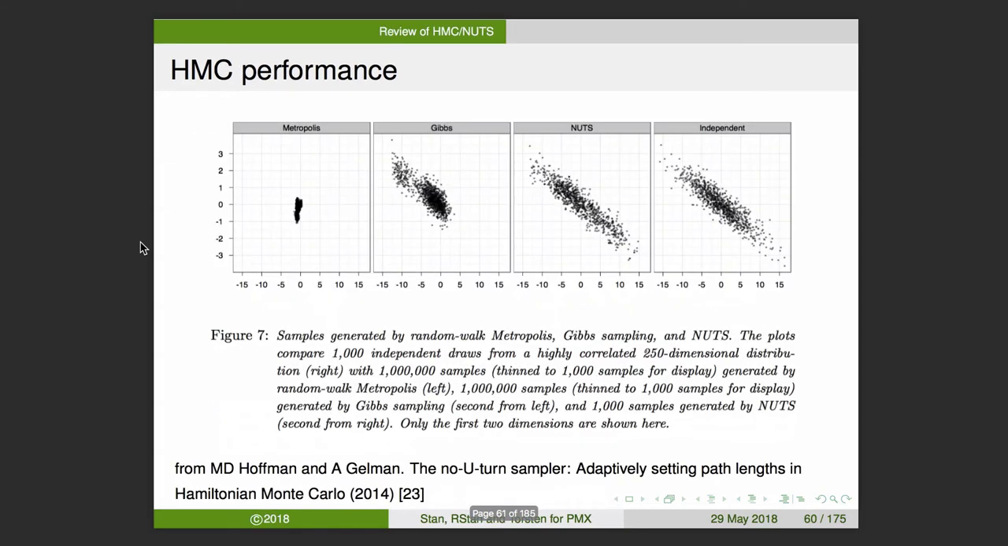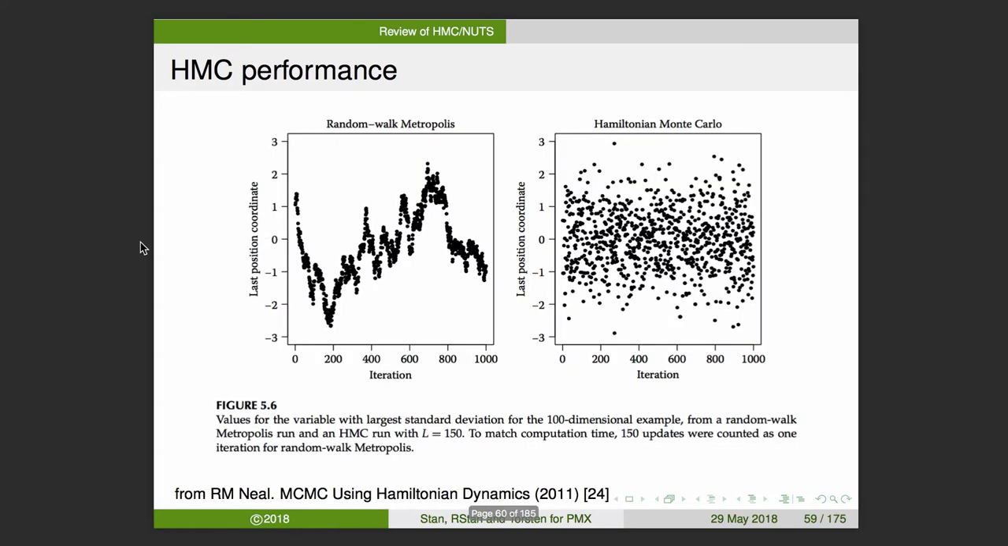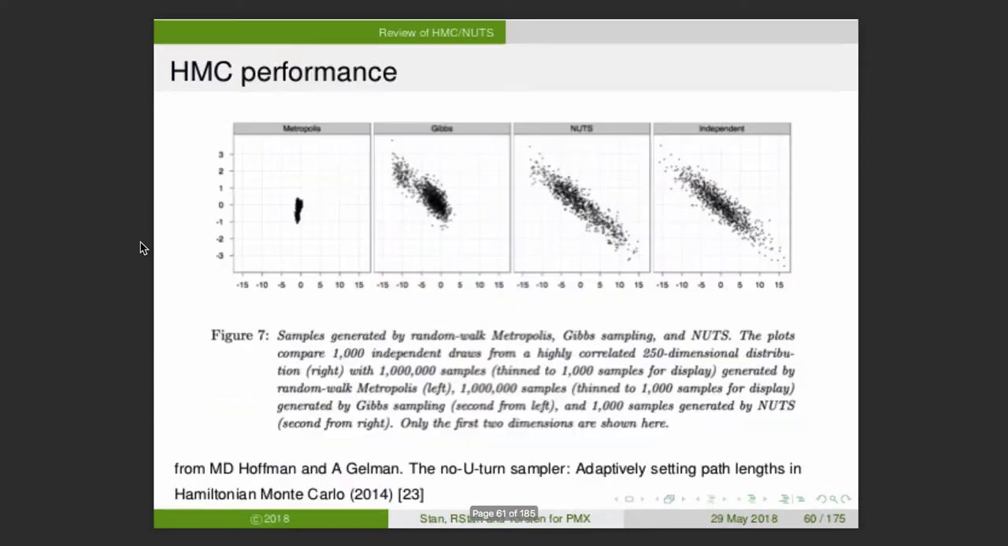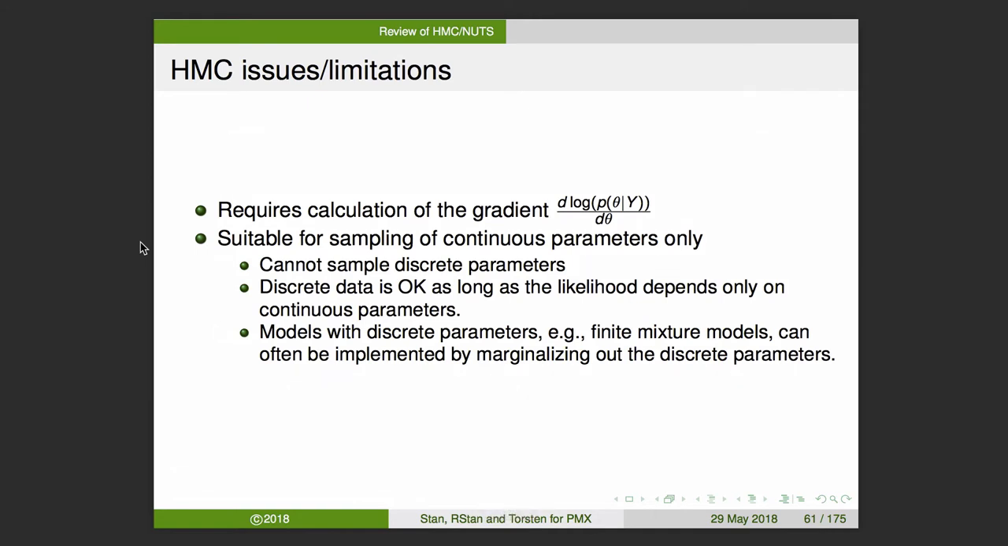I'm going to skip over the story in these two slides, which is just to show the potential advantages of HMC over more random walk strategies like vanilla Gibbs samplers or Metropolis-Hastings. But since we're running behind, I'm going to skip over some of that.